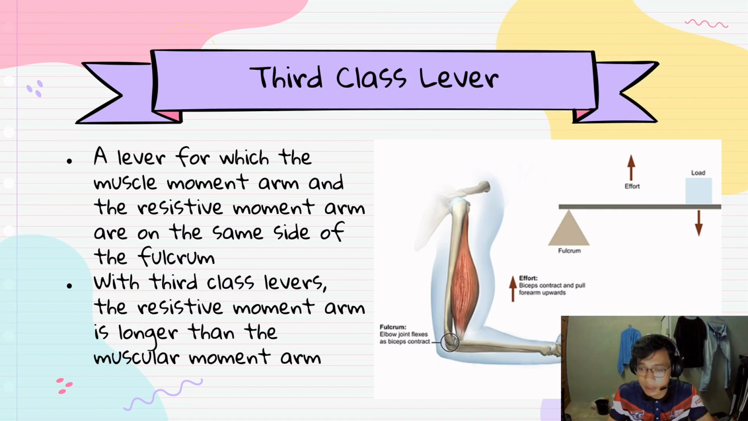The exercise example for third class lever is the bicep curl. As we can see, our elbow is our fulcrum, the elbow joint, which flexes as our biceps contract. Our biceps is the effort, which contracts and pulls our forearm upwards, and the load is the dumbbell itself or any weights that you are using.